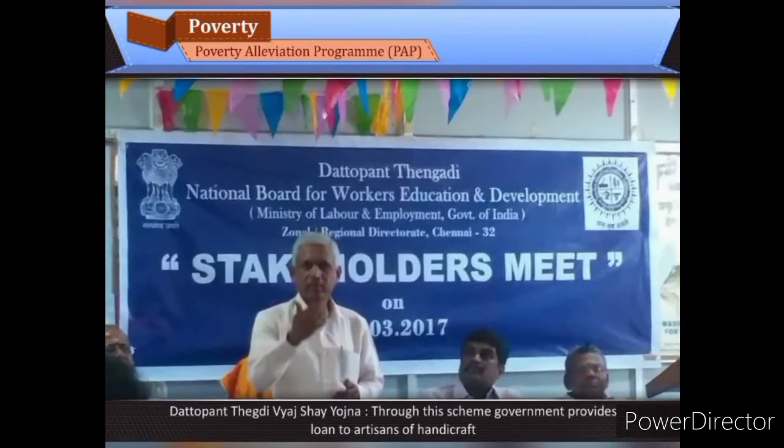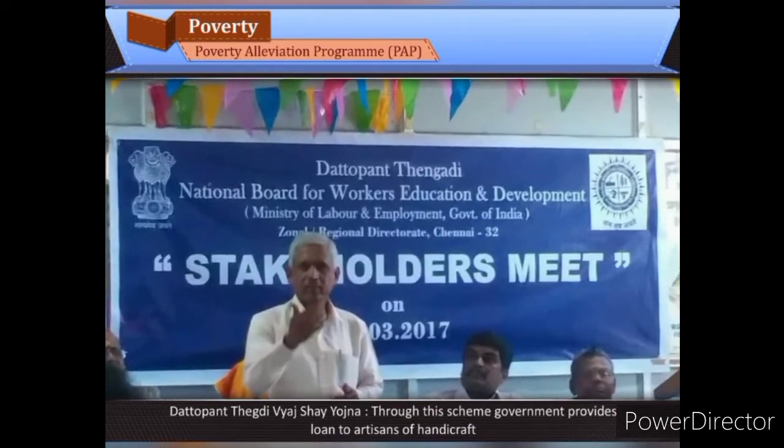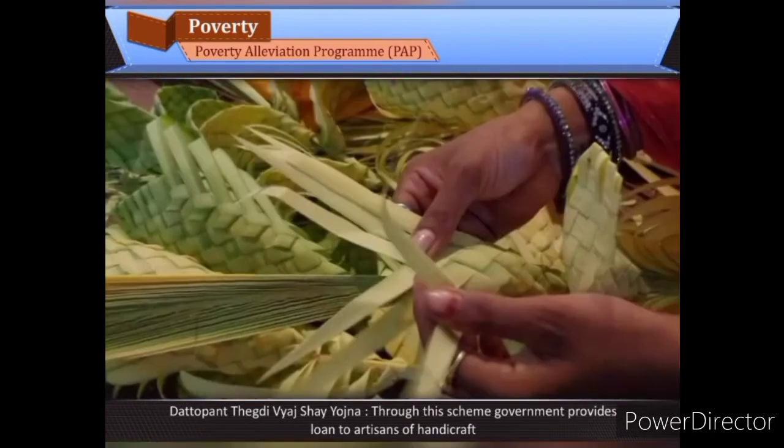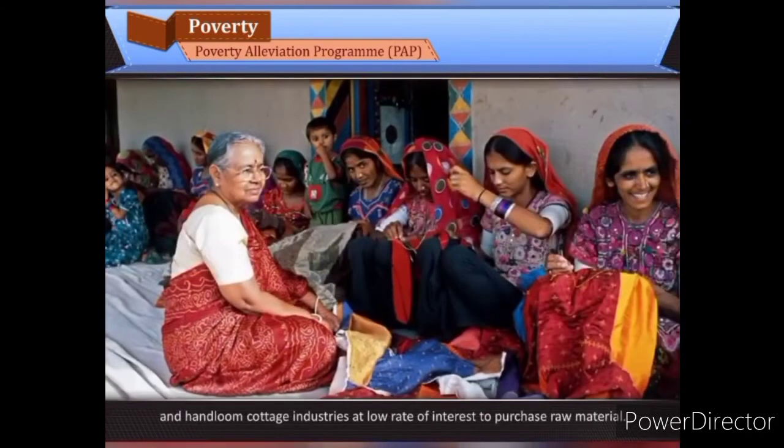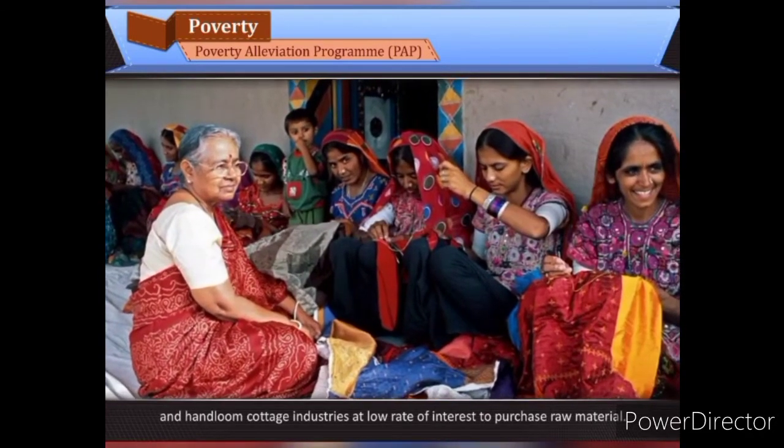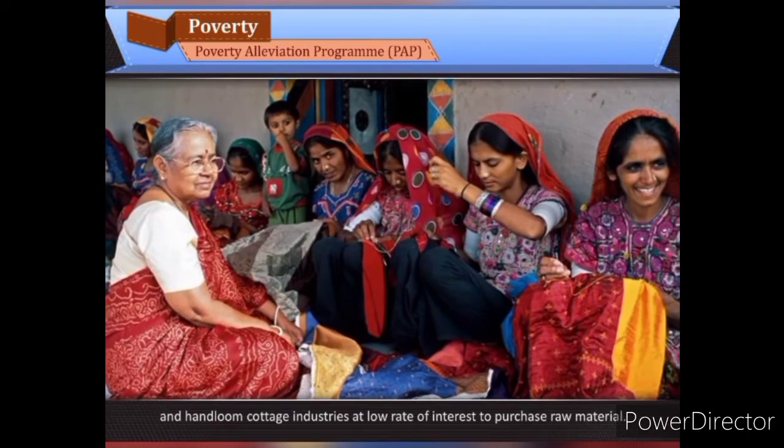Dattopant Thegdi Vyaj Shay Yojana. Through this scheme, government provides loan to artisans of handicraft and handloom cottage industries at low rate of interest to purchase raw material.